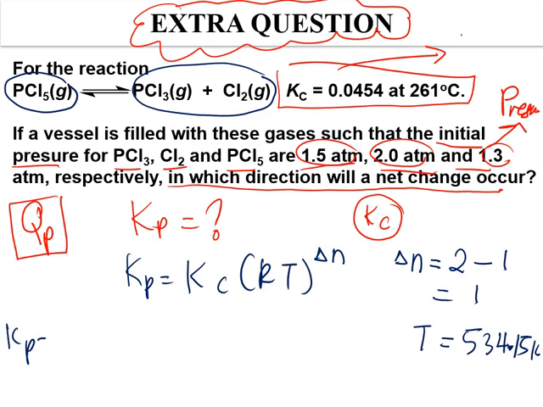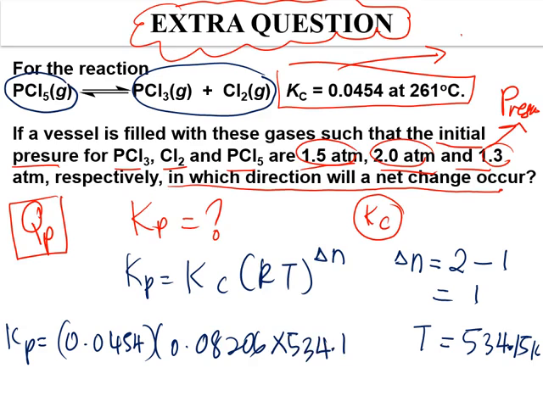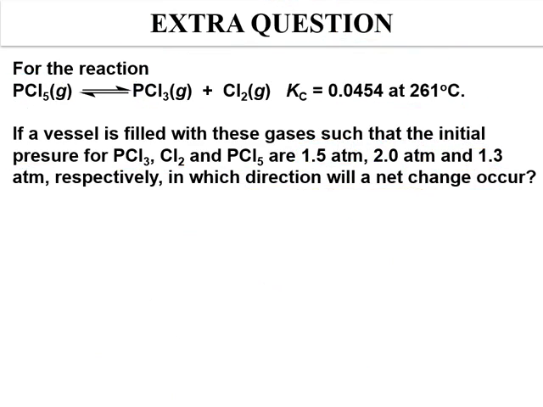So, Kp sama dengan 0.0454 multiple by 0.08206 darab 534.15 Kelvin kuasa 1. Okey, dapat berapa nilai Kp awak kat sini? Dapat 1.99. Betul tak? Ada unit tak untuk awak punya KP? No unit for KP. Macam biasa KP tak ada unit. So dapat 1.989988. So kita round off dapat 1.99 for the KP. After that baru kita kira QP dia.